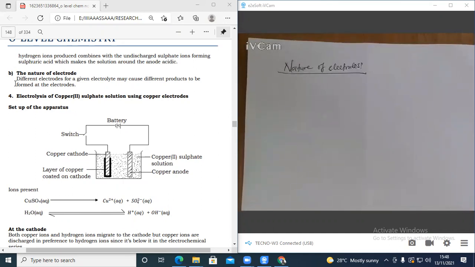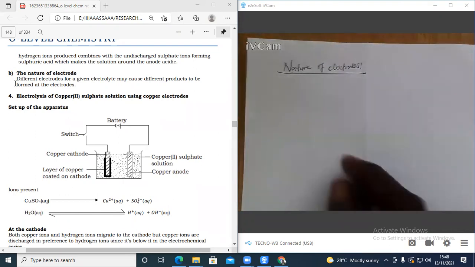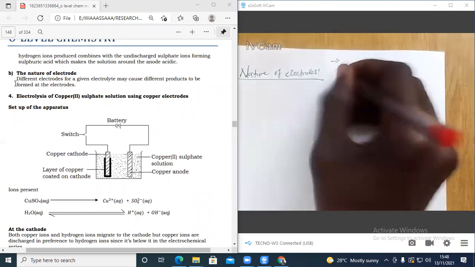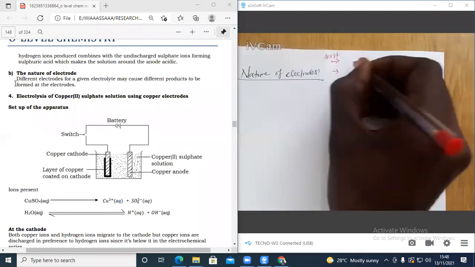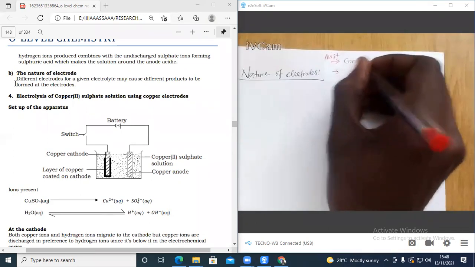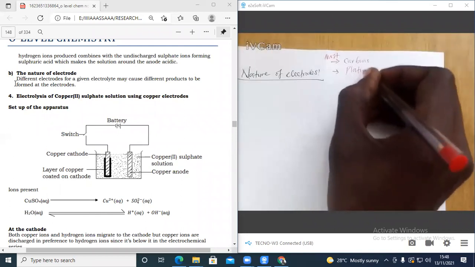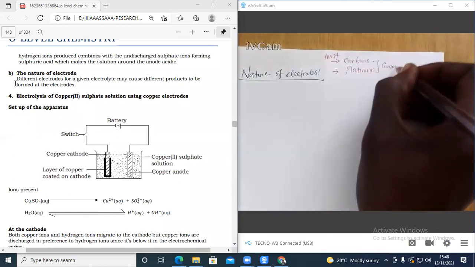Here we have the nature of the electrodes. Now we have seen that most electrodes used are which one and which one? What are the most electrodes used here? In electrolysis, we have carbon electrodes and what? Platinum, isn't it? Very good. These are the common electrodes used.